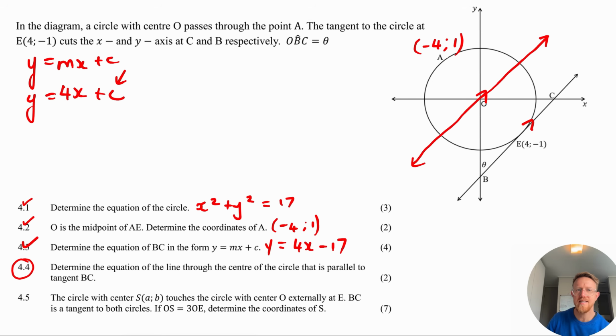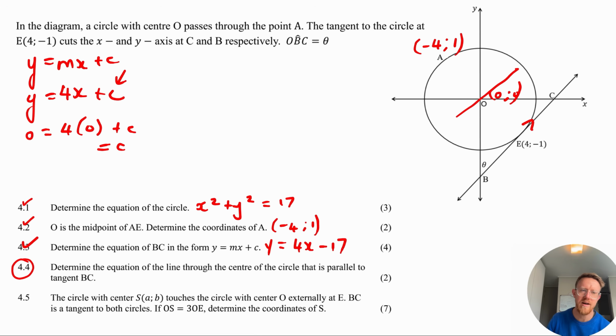Then to find c, some of you can probably already tell what c is, but if you didn't, the rule is to find c, you plug in a point on the line. So the point you can plug in is 0, 0. And so you could plug in 0 as y, 0 as x, and you should eventually find out that c is 0. And so the equation of that line will literally just be y equals 4x.